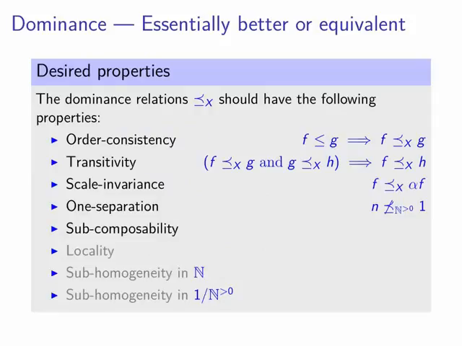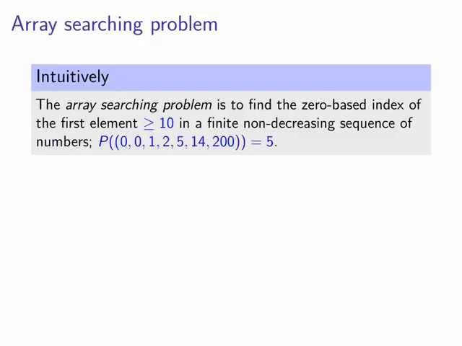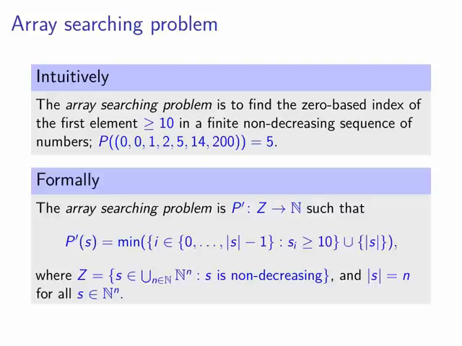The next property is subcomposability. And to study these next properties, we introduce a new problem. The array searching problem asks to find a zero-based index of the first element which is at least 10 in a finite non-decreasing sequence of numbers. And formally, it's this.